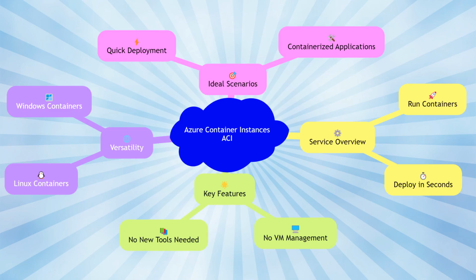Azure Container Instances, ACI, is a service that allows developers to run containers without managing virtual machines or having to learn new tools. ACI is designed for simplicity and speed, enabling you to deploy containers in seconds. This service is ideal for scenarios where you need to quickly run containerized applications without the overhead of managing the underlying infrastructure. ACI supports both Linux and Windows containers, making it versatile for various development needs.